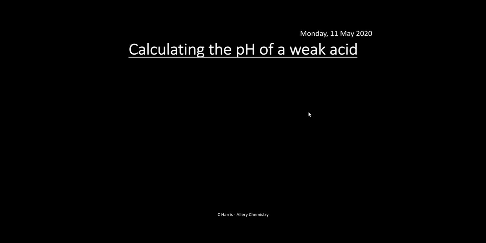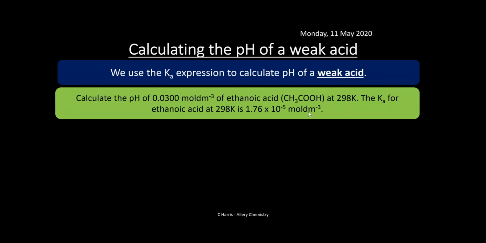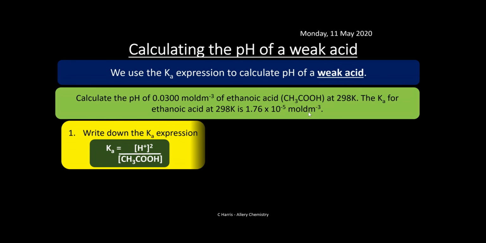So, weak acid. Let's have a look. We use the Ka expression to calculate the pH of a weak acid. Calculate the pH of 0.0300 moles per dm cubed of ethanoic acid, CH3COOH, at 298 Kelvin. The Ka for ethanoic acid at this temperature is 1.76 times 10 to the minus 5 moles per dm cubed.